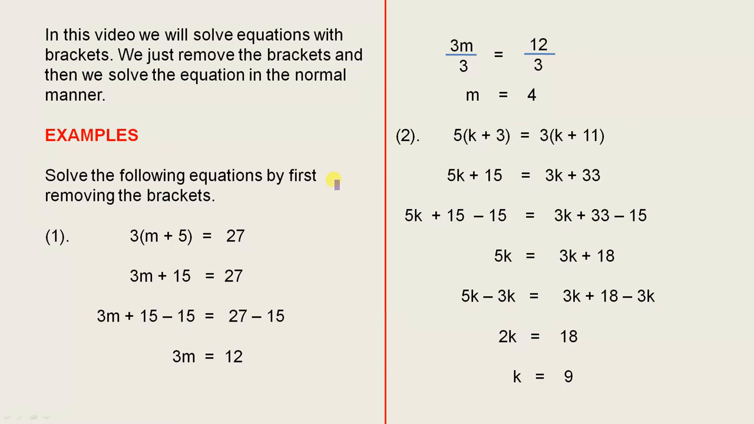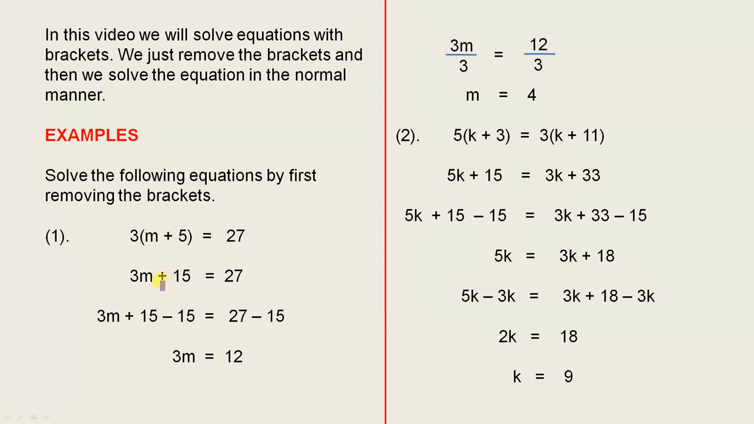Solve the following equations by first removing the brackets. So in example 1, we have 3 outside of m plus 5 equals 27. So we multiply the 3 by each of those terms, and that removes the brackets. So 3m plus 15 equals 27.